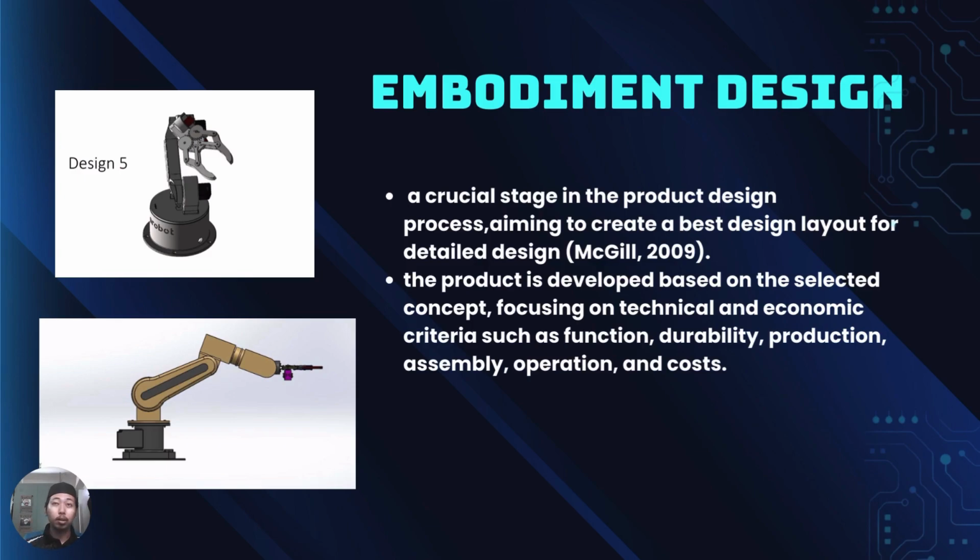So for that, we choose design 5 as our project design for the robotic arm, and this is our proposed design. And below that is our final design, which consists of shaft, gear, arm, link, bearing, gripper, and others. So that's all for the embodiment design.